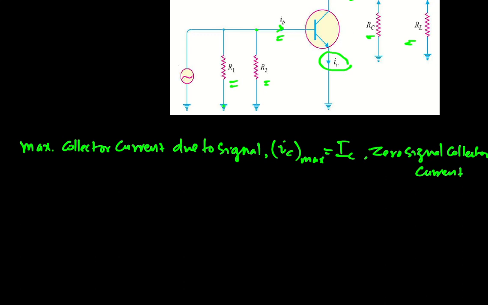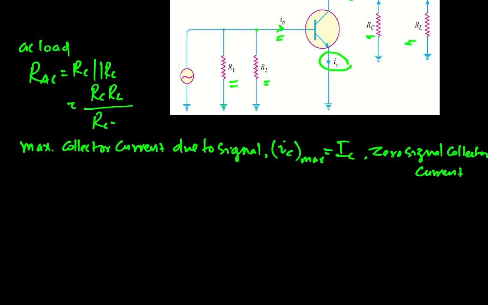Then we have already obtained the AC load, which we denote by RAC, equal to RC parallel to RL, or the actual value will be RC into RL divided by RC plus RL.